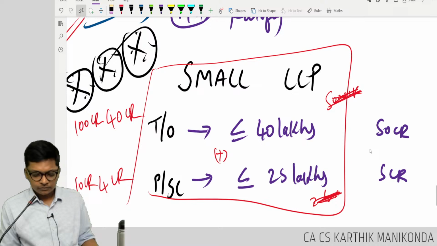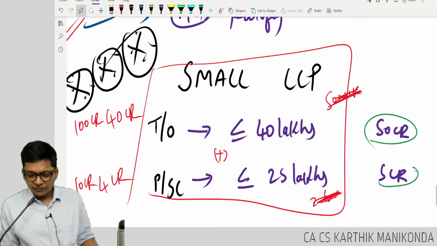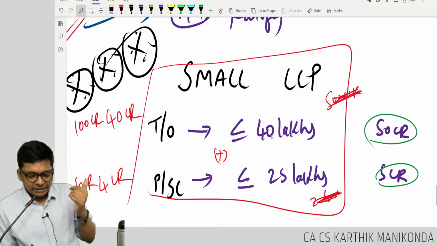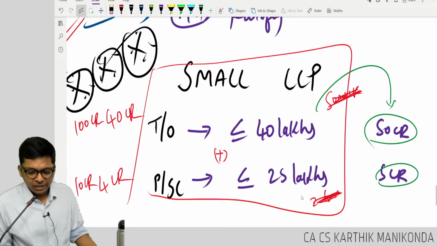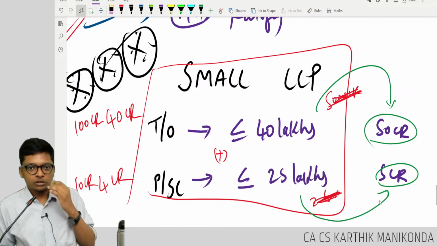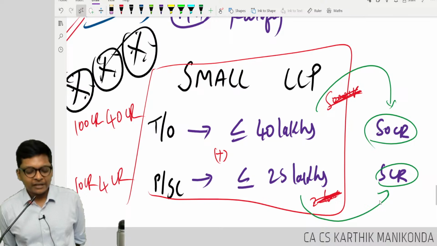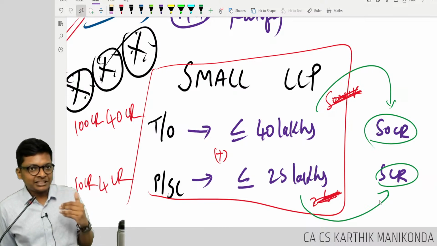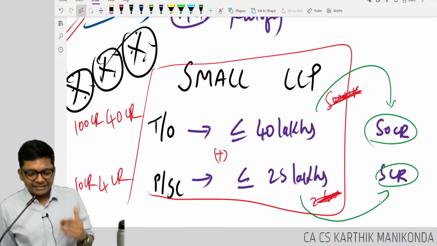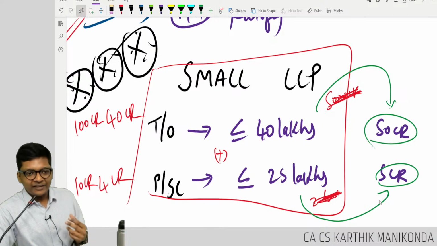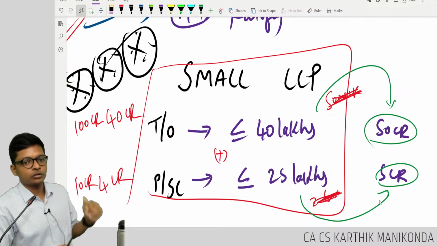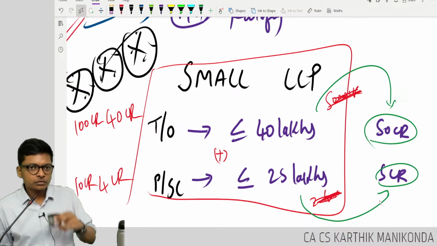Sir, then what is this 50 and 5? Tomorrow, this 40 lakhs can go up to 50 crores if they want, and this 25 lakhs can go up to 5 crores. So the wording says small LLP is an LLP where turnover is less than or equal to 40 lakhs or such other higher amount as may be prescribed, which does not exceed 50 crores, and paid up share capital less than or equal to 25 lakhs or such higher amount as prescribed, which shall not exceed 5 crores. Sir, why do they give it like this?